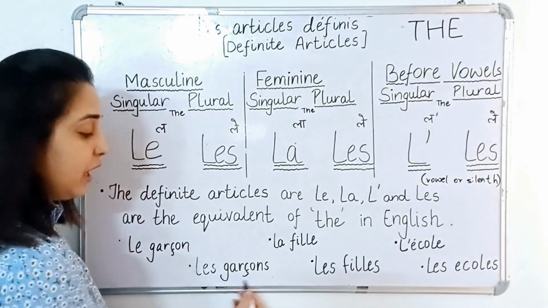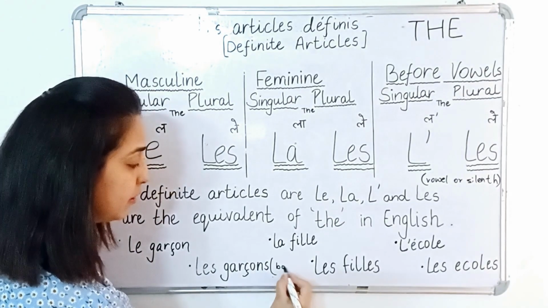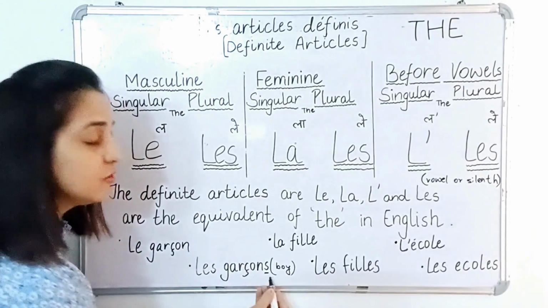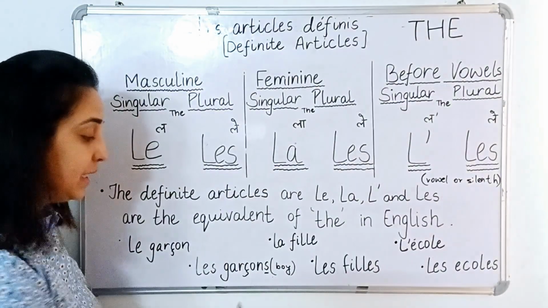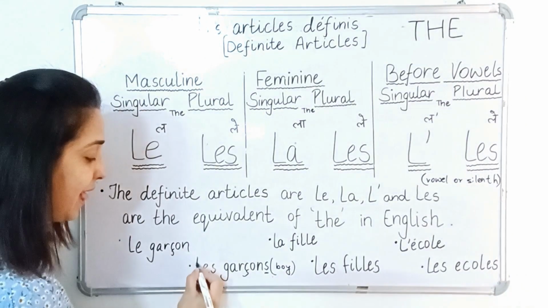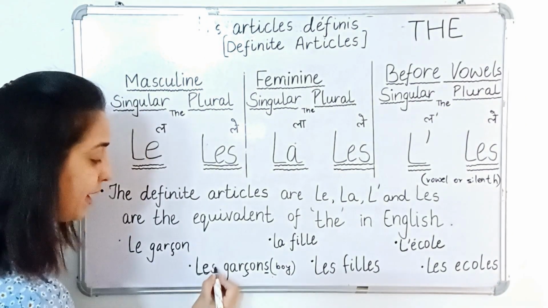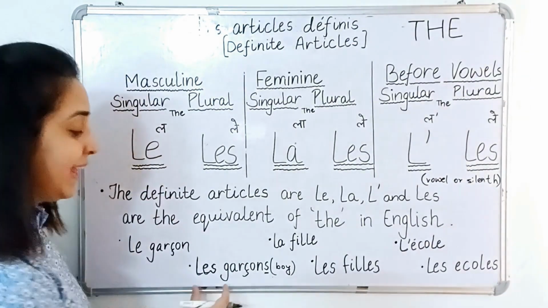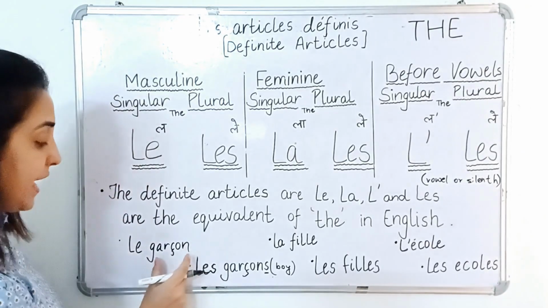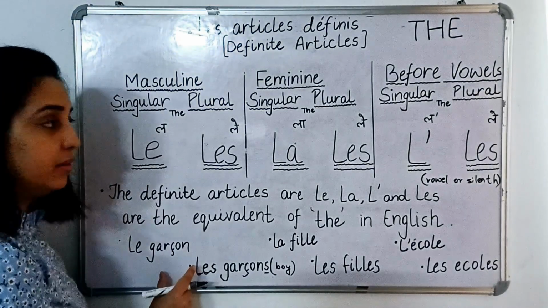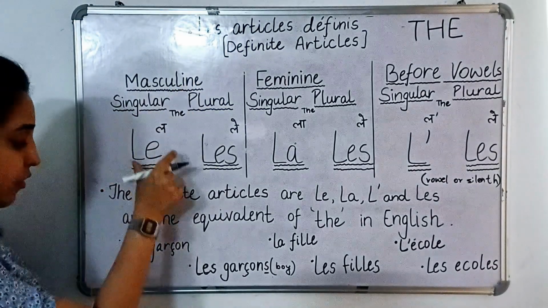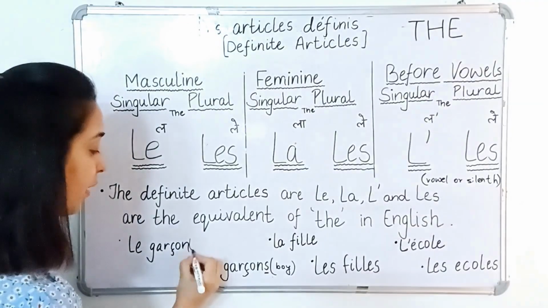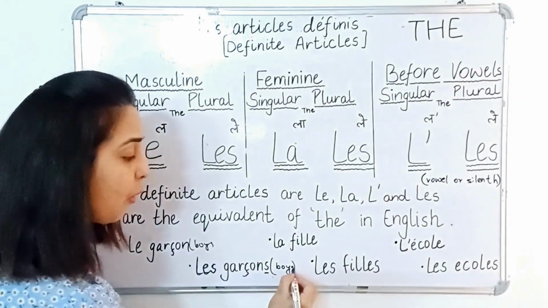Garçon. Garçon is boy. This is ending with S, which means this is plural. That is why we are using les as our definite article in French: les garçons. Whereas this is singular, masculine singular, so we are using le: le garçon. Boy. These are boys.